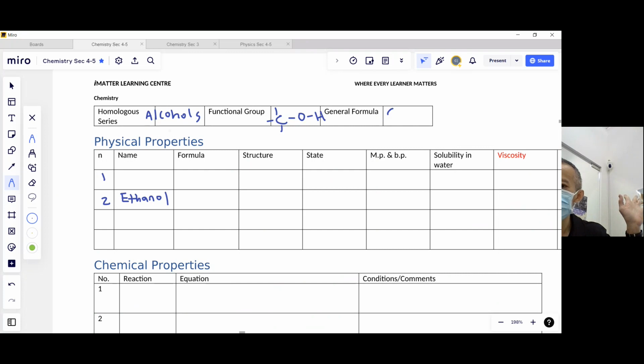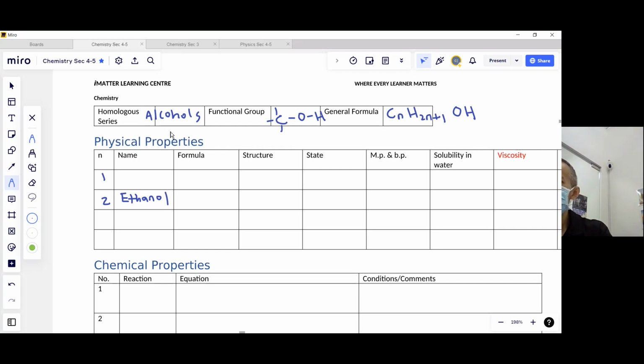Formula: CnH2n+1OH. Take note, those are alcohols.